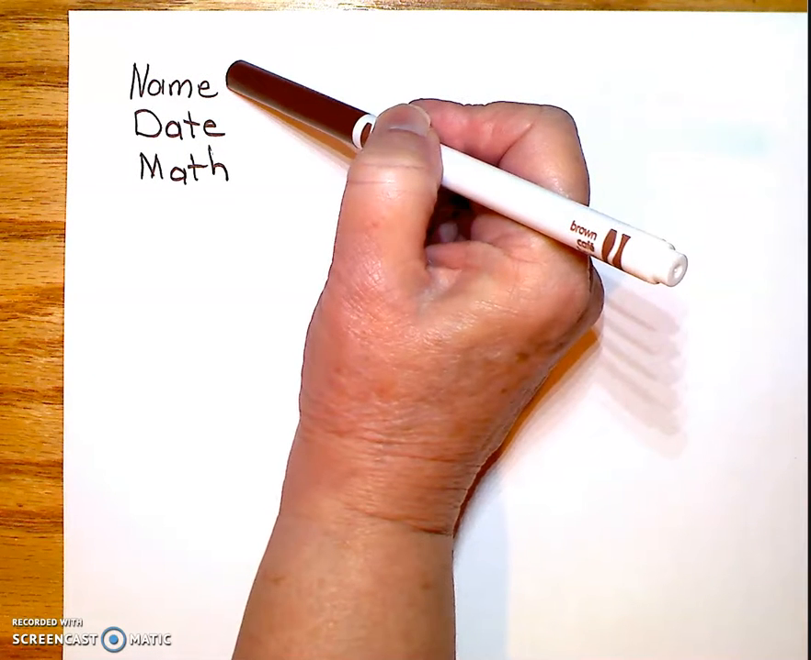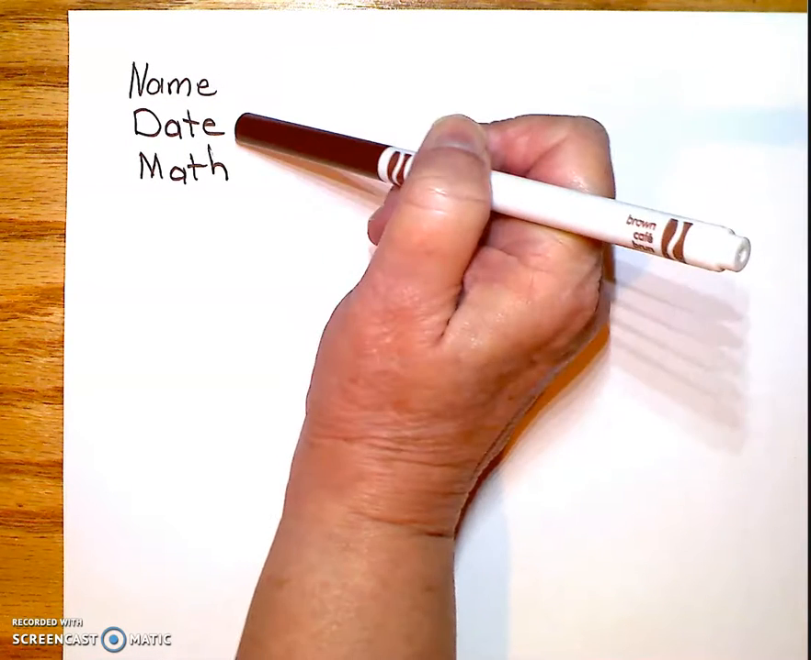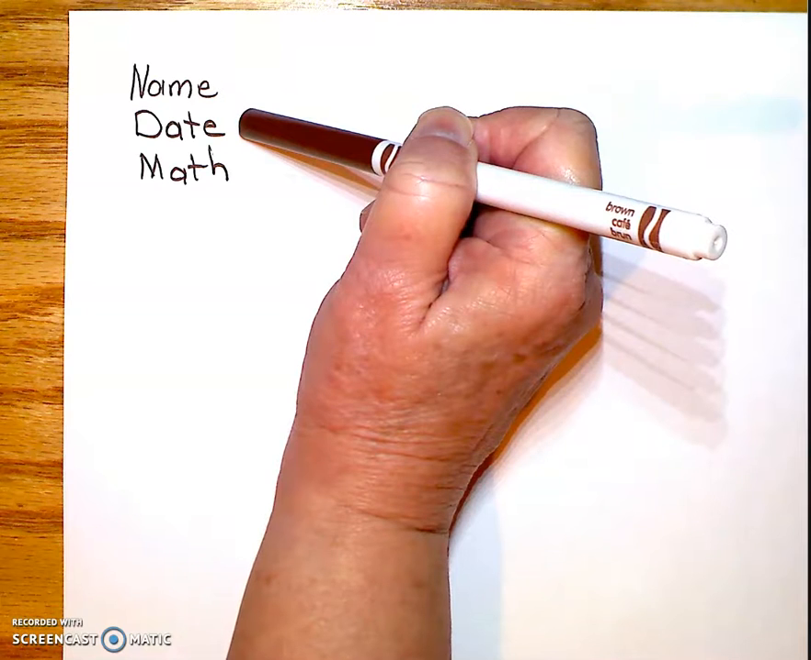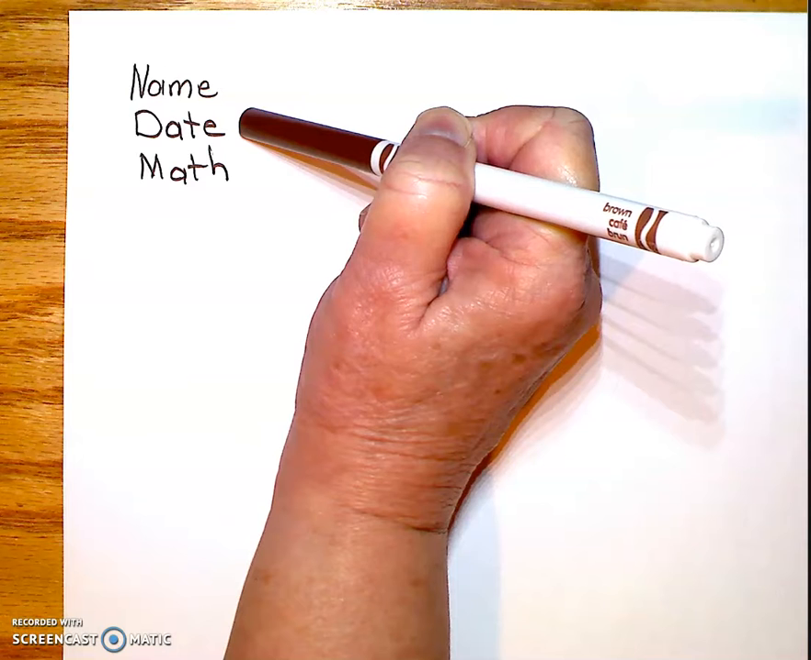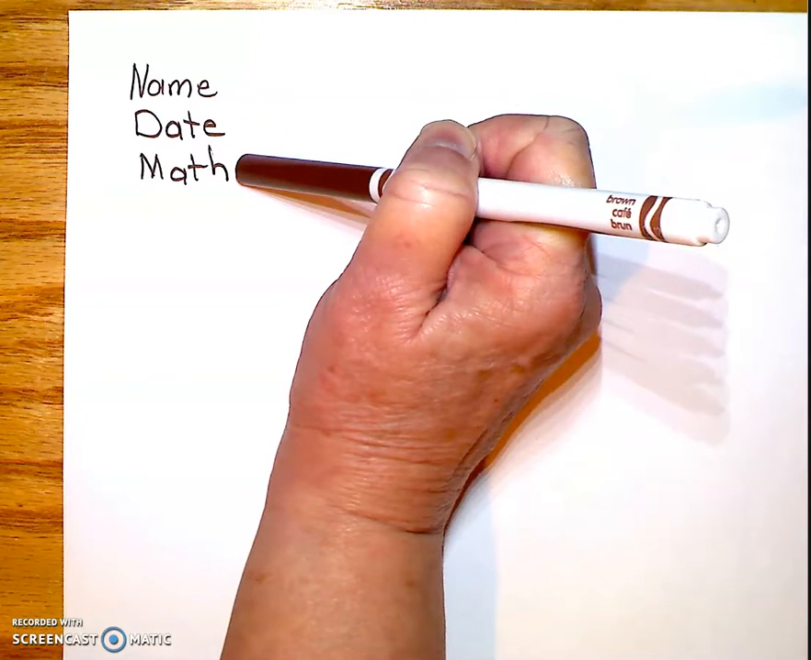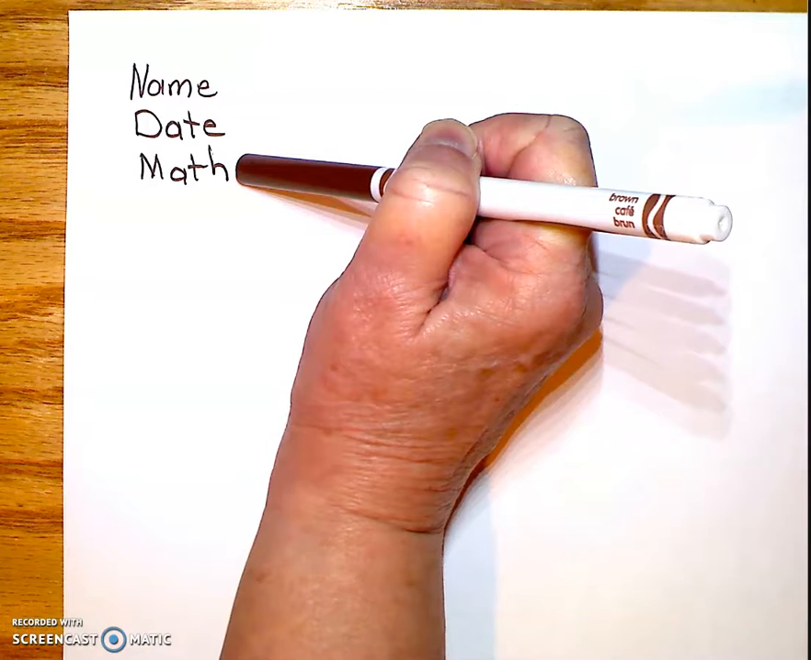Write your name. Write the date. It might be April 15th at your house. It might be April 16th at your house. It might be April 17th at your house. Whatever the date is, please write it on there. And math. This is still lesson 11.